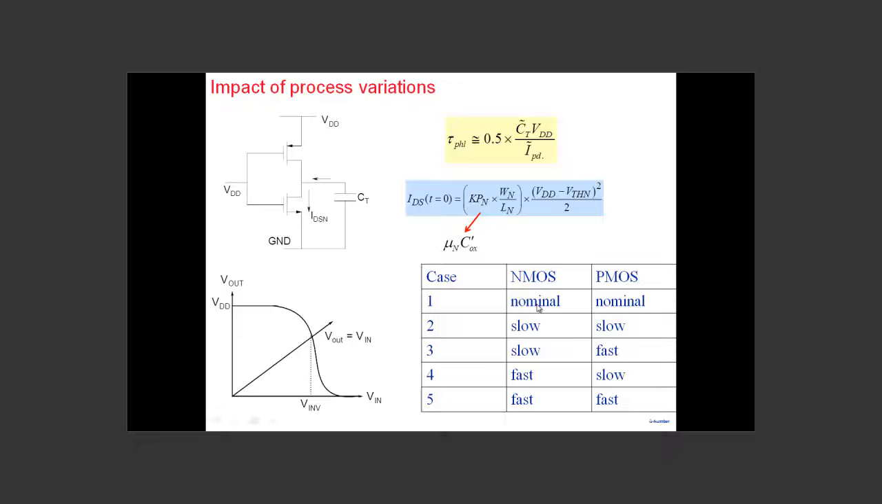Now when I'm making an inverter, if I'm lucky, I'll get nominal, typical. But what else can I get? I could get NMOS slow and PMOS also slow. So I can get slow, fast, slow, fast. I can get all these things here. Right? So let's say this is the typical VTC for a moment. What would a slow NMOS and a fast PMOS look like? What will happen to the VTC?